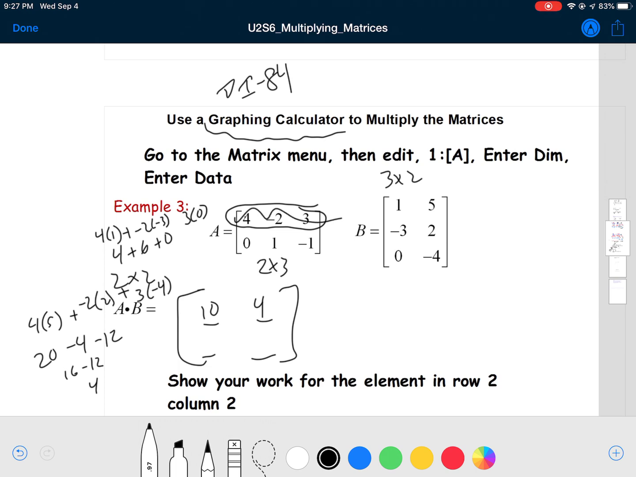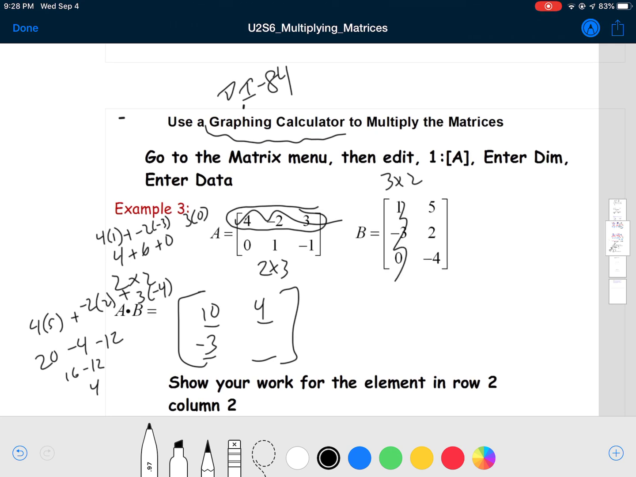Okay, so 0 times 1 is 0. 1 times -3 is -3. Negative 1 times 0 is 0, so there's negative 3. Okay, done with that row. 0 times 5 is 0. 1 times 2 is 2. Negative 1 times negative 4 is 4. So I'm going to write that down real quick. I'm sorry, I'm going a little bit quick here. So there's my three products when I multiply row 2, column 2. So 0, there's 2, and there's 4, so 6.